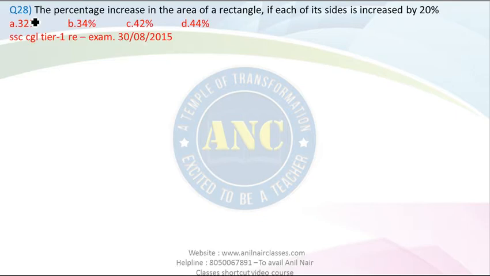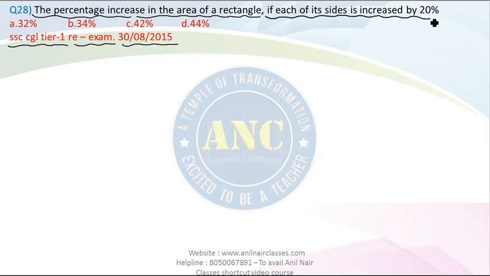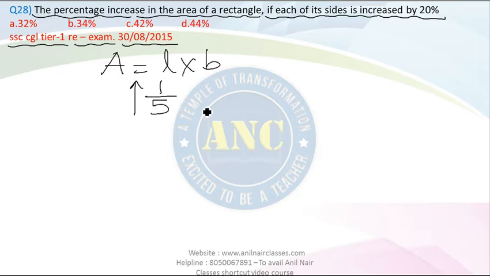Last question of this topic. SSC CGL Tier 1 re-examination question in the year 2015. The percentage increase in the area of a rectangle is how much if each of its sides is increased by 20%? Area of rectangle is length into breadth. Length is increased by 20%, 1 by 5. Breadth is increased by 20%, 1 by 5.